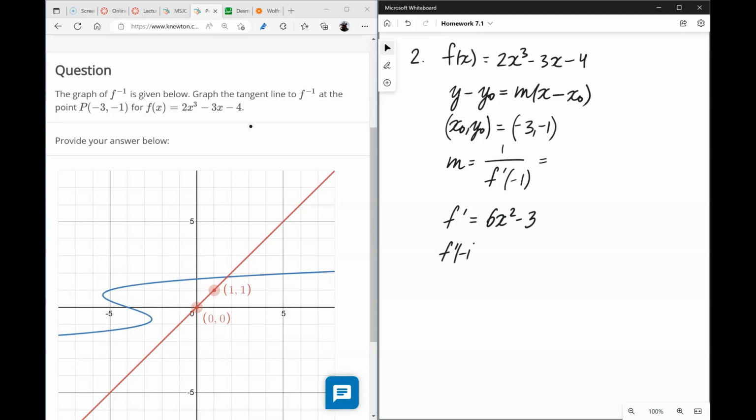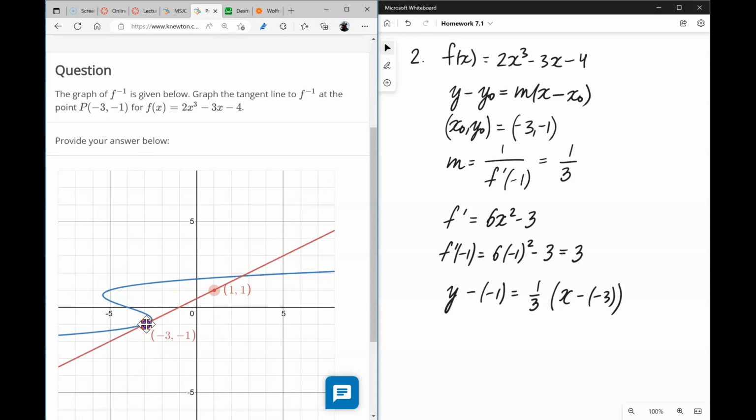And to evaluate this at -1, this is what we get. So the slope is 1/3. So the equation that we have to graph is y minus -1 is equal to 1/3 x minus -3. And now, basically, to graph this, we have to find the point -1, -3, -1. So it's going to be the point right over here.